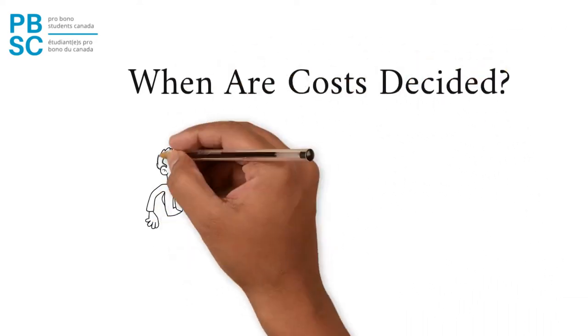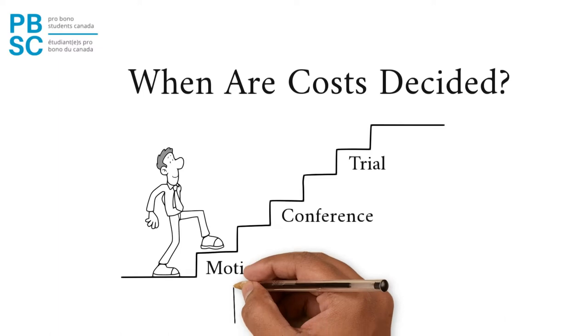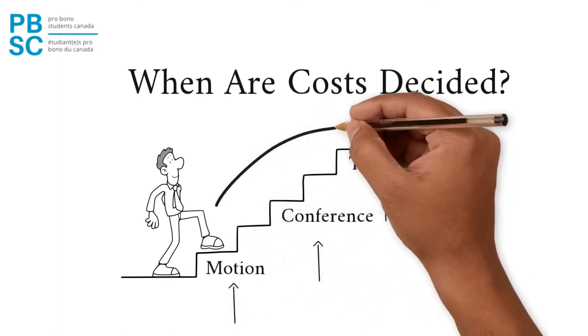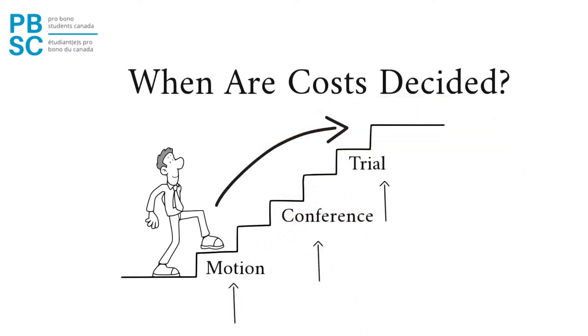When are costs decided? A court may decide to award costs after each step in a case or reserve the decision for a later point. For example, costs may be ordered after a hearing or at the conclusion of the court file.